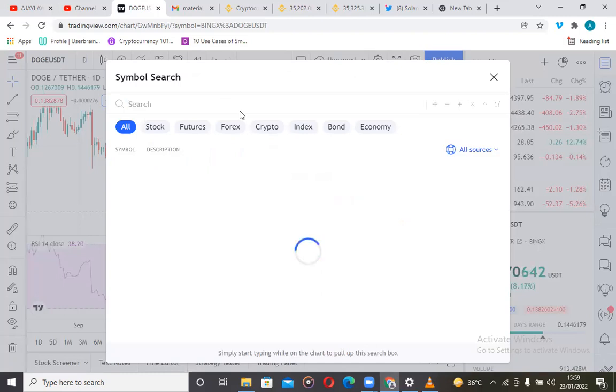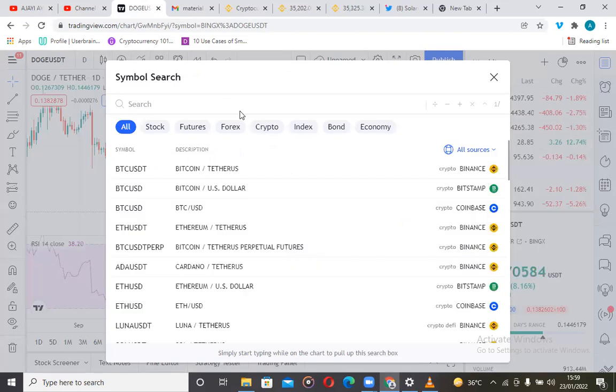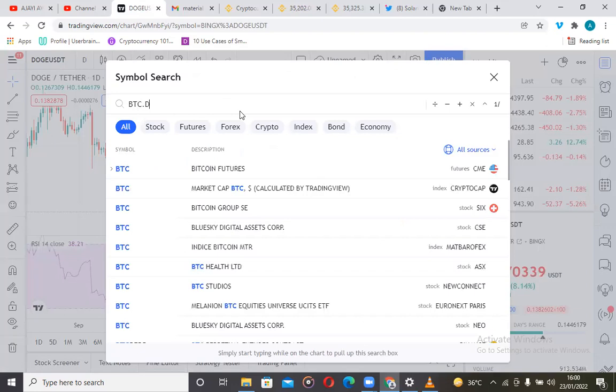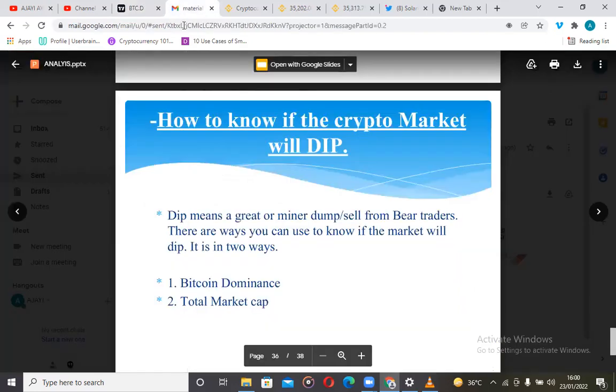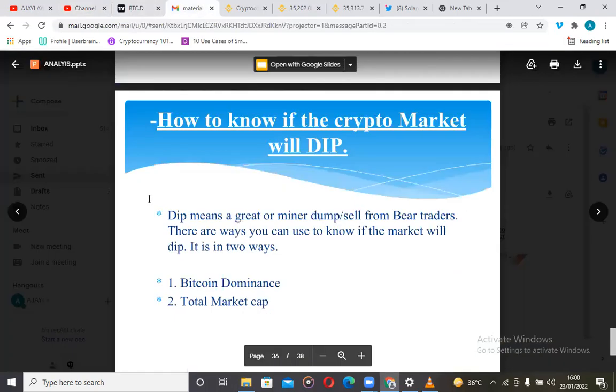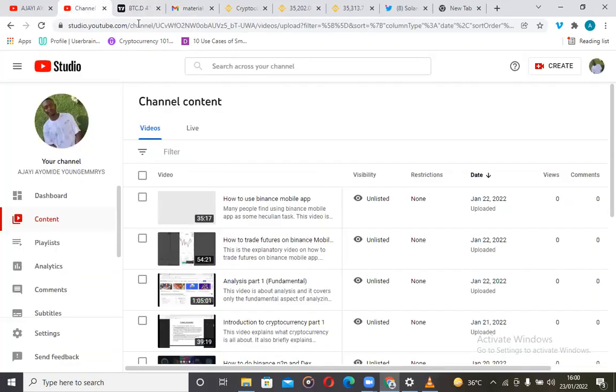Now, in this TradingView, just search for BTC.D. That is Bitcoin dominance. And as I said, you can check Bitcoin dominance and total market cap. You go back to the website again.